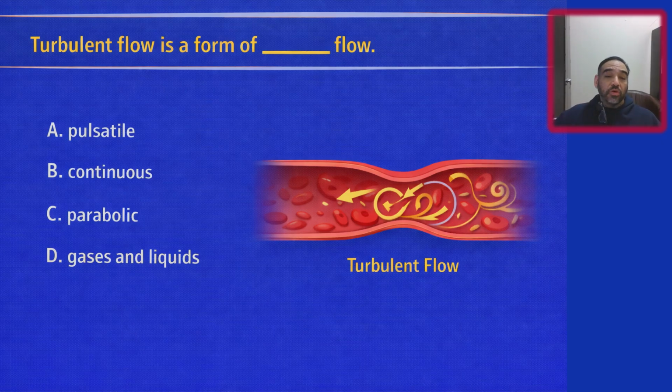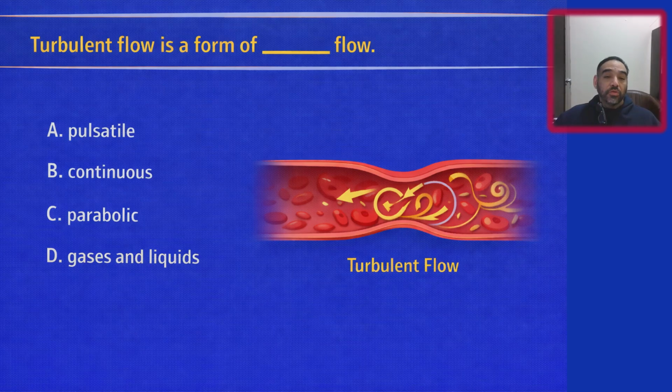B is incorrect because it says continuous, and continuous flow means steady flow, so no significant variation over time. Turbulence has nothing to do with whether flow is continuous or pulsatile. So you can have continuous laminar flow or continuous turbulent flow in extreme cases. So continuous does not define turbulence.